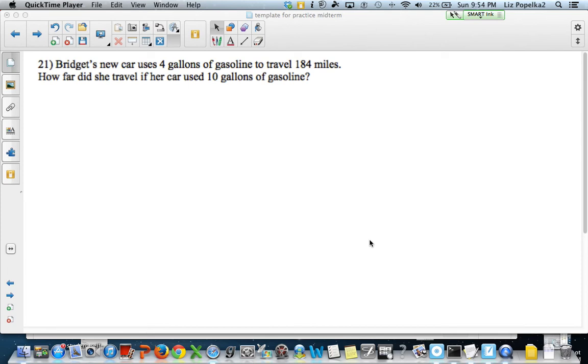I'm going to work these next couple of sections pretty quickly because they're things that we spent a lot of time on lately. Section 6 is on representing proportional relationships. Bridget's new car uses 4 gallons of gas to travel 184 miles. How far does she travel if her car used 10 gallons of gasoline? There's a couple different things you could do.